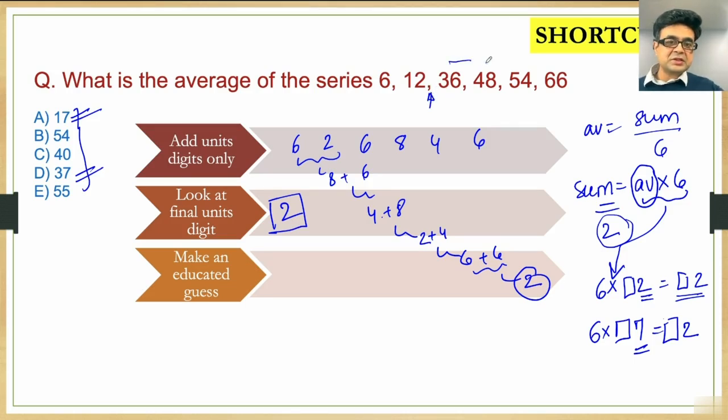However, 36, 48, 54, 66 are all very big numbers. So the average has to be somewhere kind of in the middle of these numbers rather than right next to 6, 12. This comes with a little bit of practice, but also realizing that the average gets pulled by the larger numbers and always tends to be nearer the larger numbers, right? So I would go with D, 37.